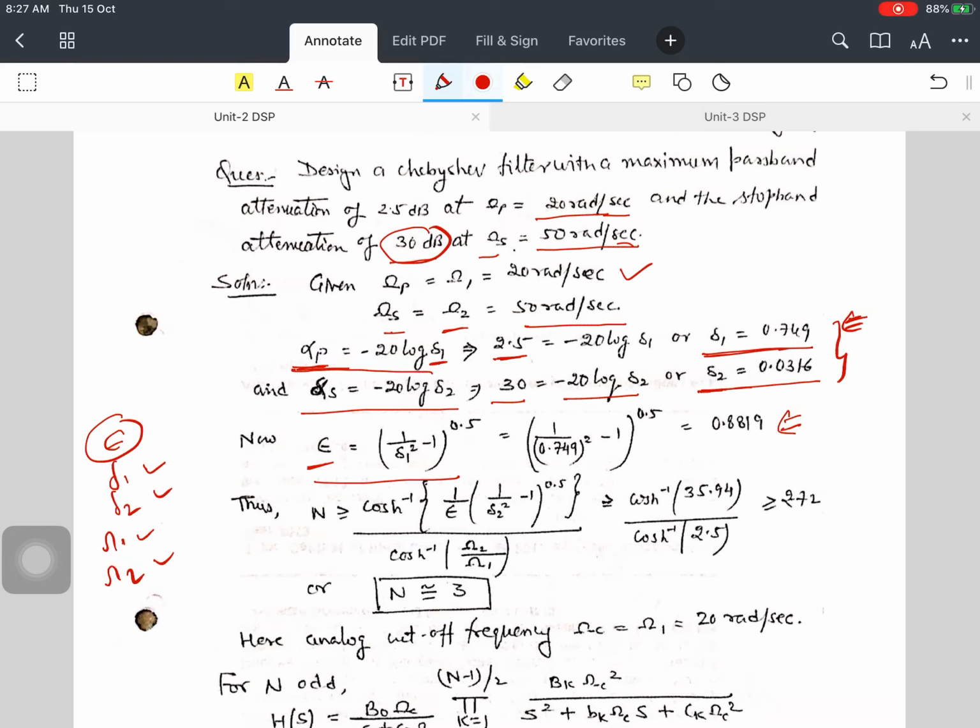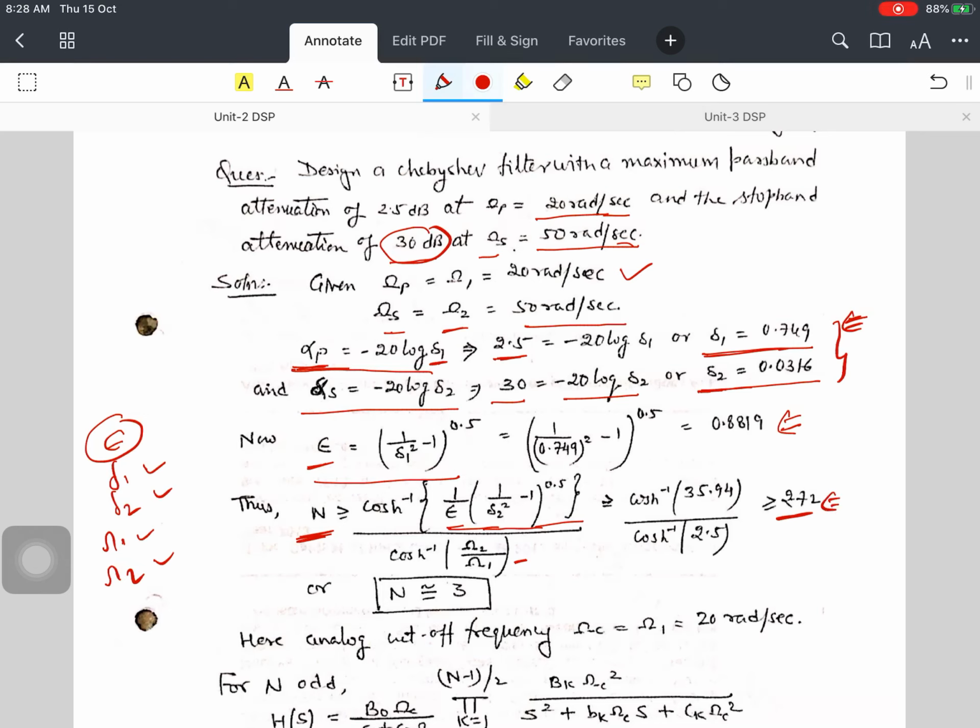So now we have all the data and we can easily calculate the order of the filter. Just write down the formula of the order of the filter: n equal to cosh inverse of 1 upon epsilon times (1 upon del 2 square minus 1) to the power 0.5, upon cosh inverse of omega 2 upon omega 1. Just put all these values and we will have this n. When you solve this equation, we will get 2.72 for n.